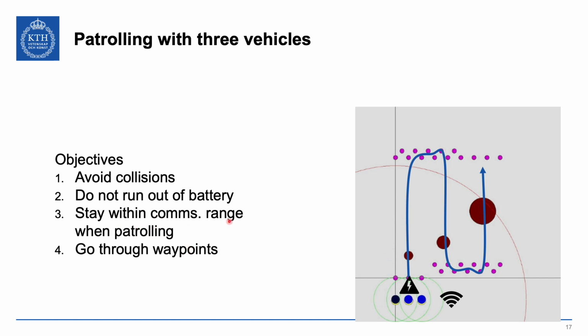We want to stay within comms range, communications range, when patrolling. The Wi-Fi symbol indicates their communication range, which is these small green circles. And the large brown circles that are going to be shrinking are the battery range. Right now the battery range of this guy is here, and the battery range of these guys is way outside, because these guys are fully charged and this has only, I don't know, 40% or 30% or something. And then we want to go through the waypoints, which are these purple guys, to the end over here.